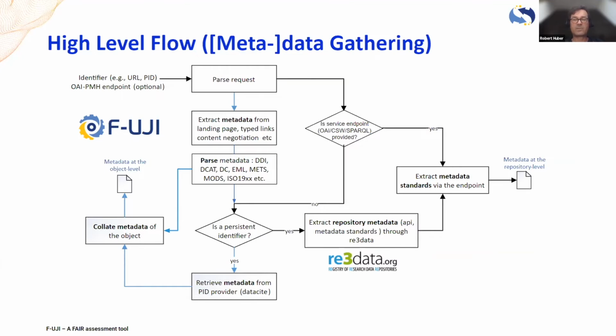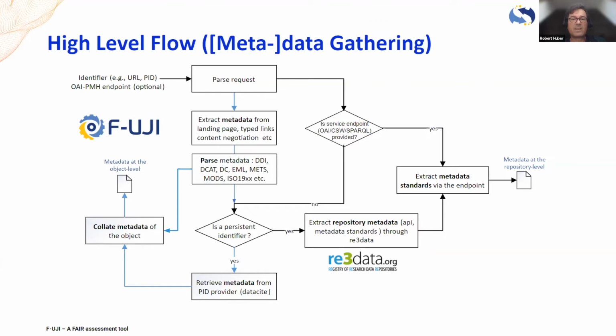FUJI actually uses some standard technologies which are very common to extract or reach additional metadata pages while extracting metadata from the landing page. It is following typed links. It is performing content negotiation and so on. FUJI is mainly based on domain-agnostic metadata standards like schema.org or Dublin Core, but FUJI also understands a number of domain-specific metadata standards to extract metadata.